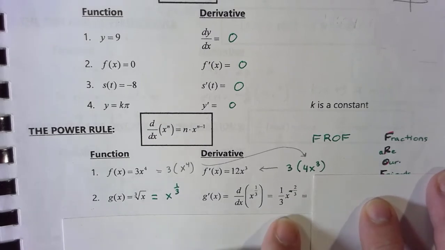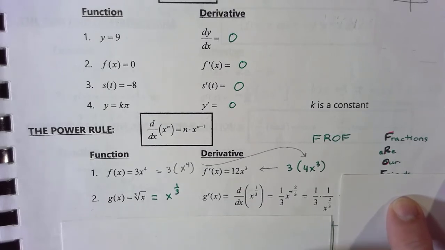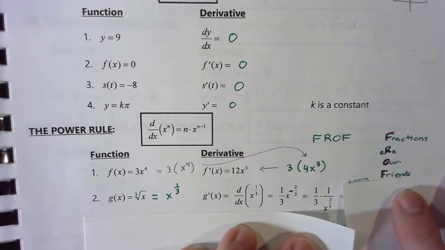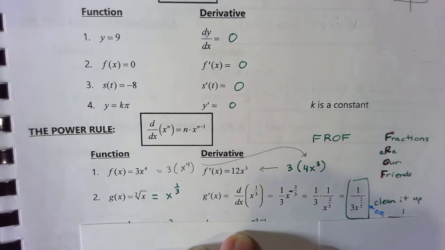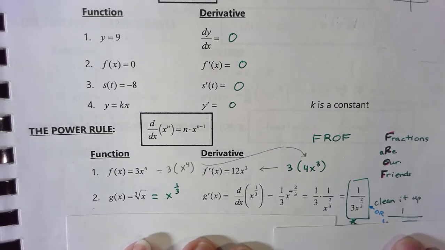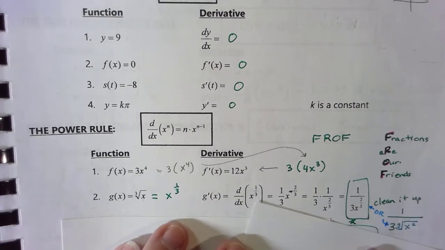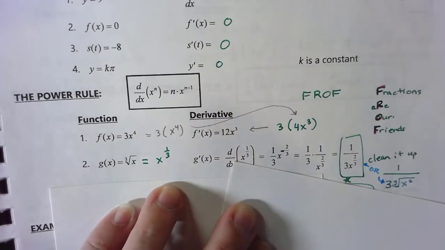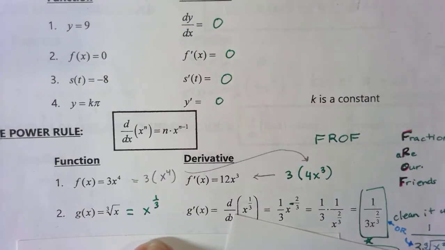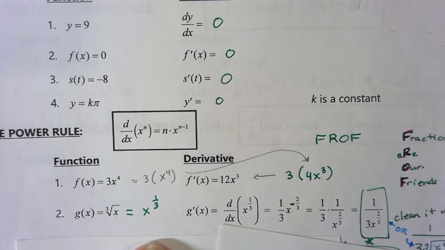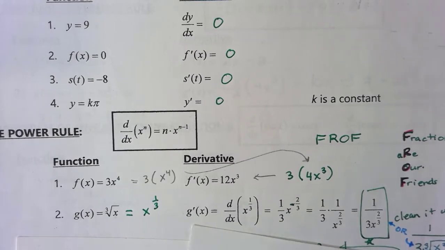So 1/3 times x to the negative 2/3 is really 1/3 times 1 over x to the 2/3, which looks like this. That's an acceptable answer. Might not be one that you see on multiple choice questions, so you might want to clean it up and look at it like this. 3 times x to the 2/3, so the cubed root of x squared. You could see this type of answer a lot of ways.